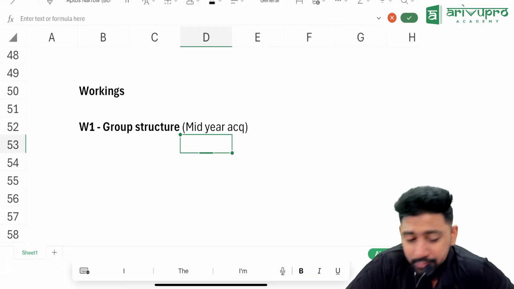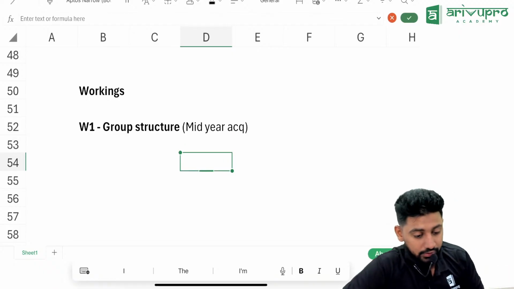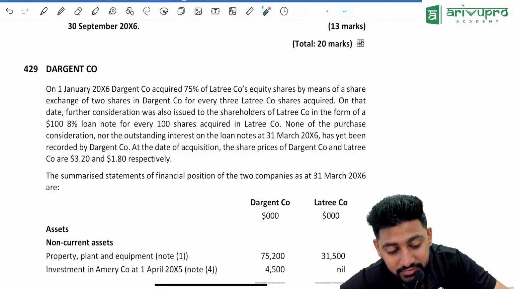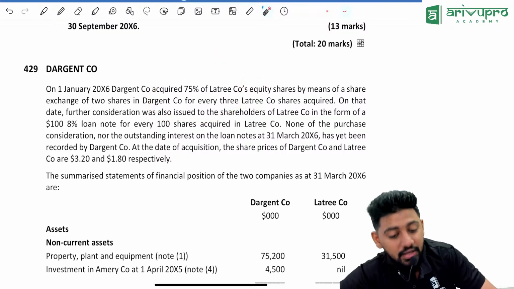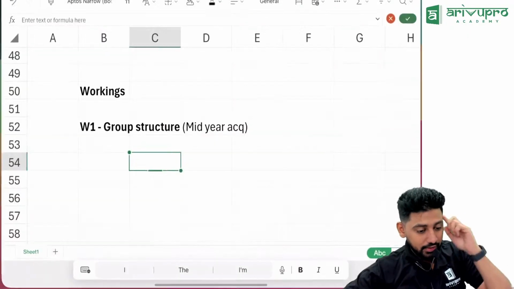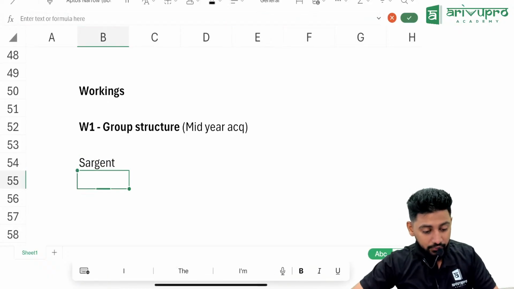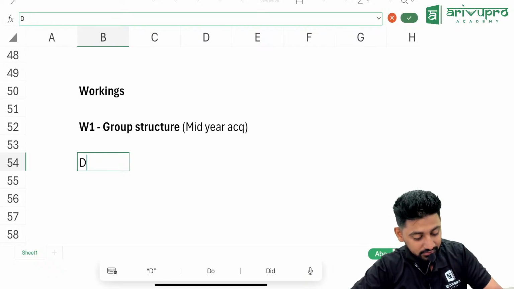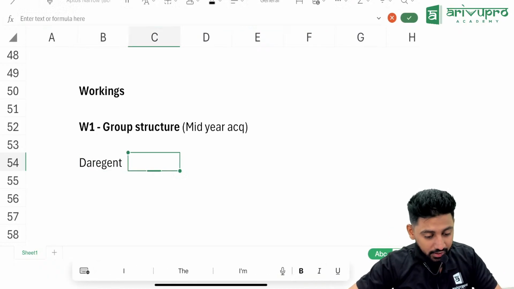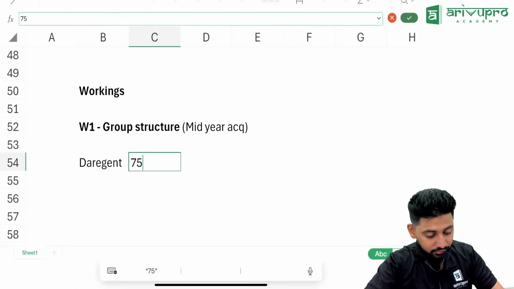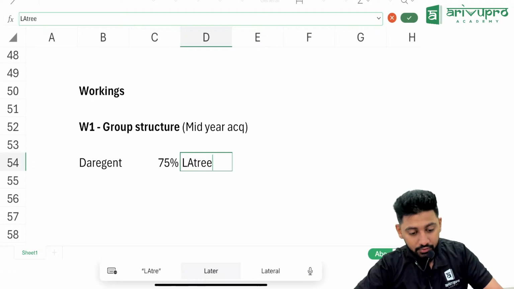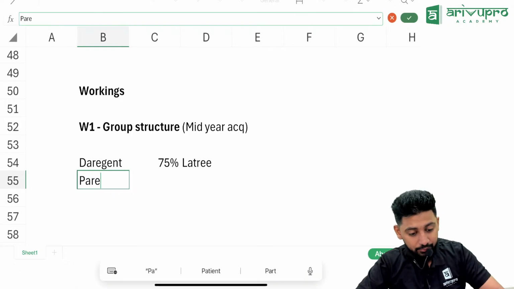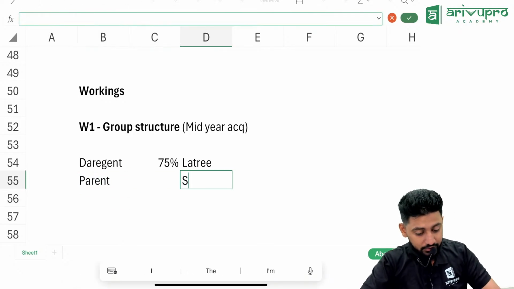Brilliant. Coming back, we are looking at the group structure. On 1st January 2016, Daj & Co acquired 75% of Latrico's equity shares. So you keep in mind, Daj acquires, not Sargent, it is Daj. Daj acquires 75% of Latric. There you go, and Daj is going to be the parent, Latric is going to be the subsidiary.